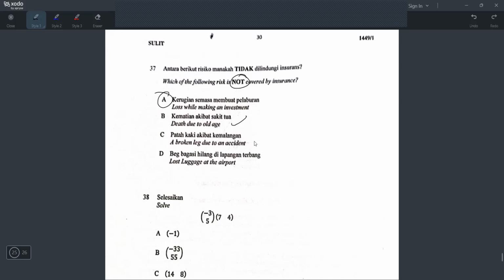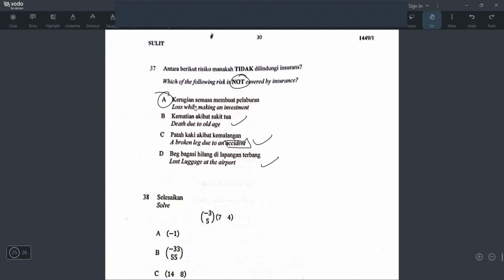A broken leg due to accident. This one also, because accident is like you cannot predict. Okay, so insurance can protect you against, can help you. Loss of luggage also, this one is travel insurance. Okay, so A lah. Loss while making investment, this one is not a risk.